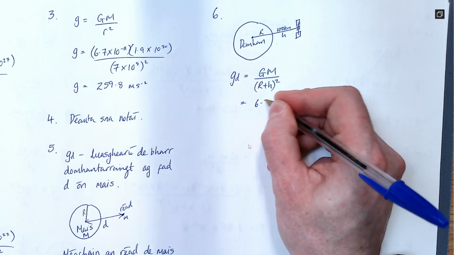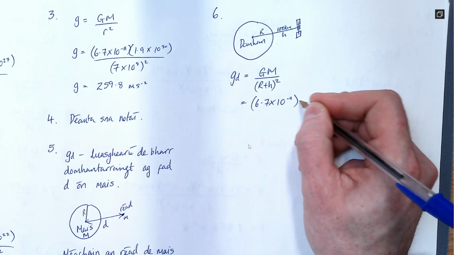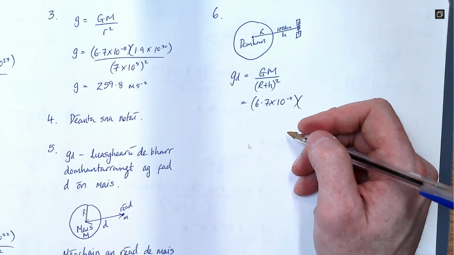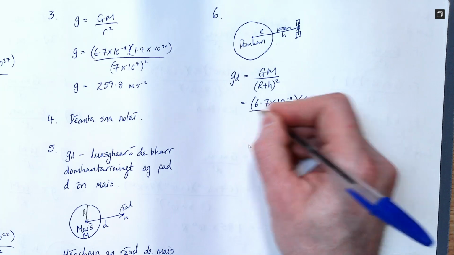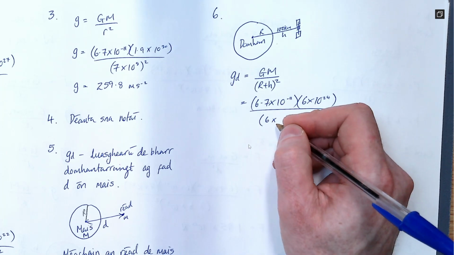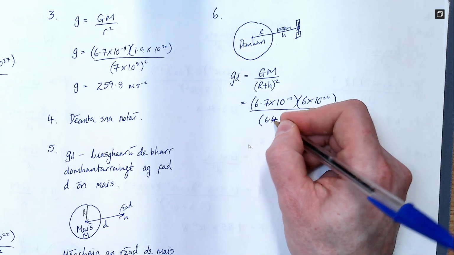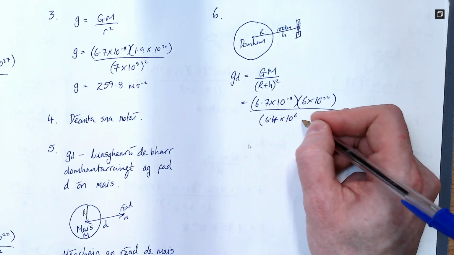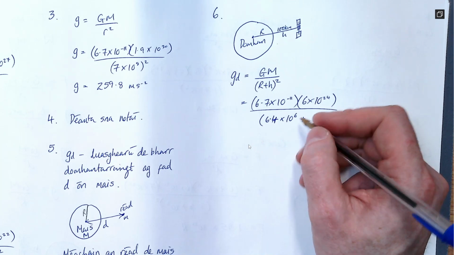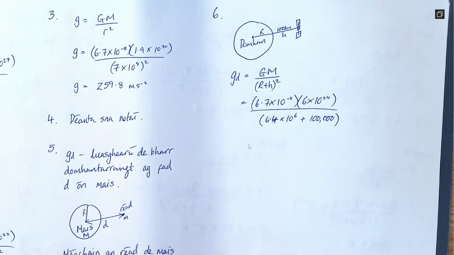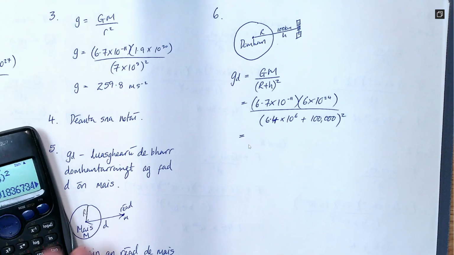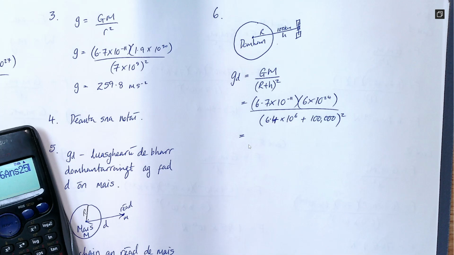So this is 6.7 by 10 to the power of minus 11, times the mass of the Earth, which is 6 by 10 to the power of 24, over the radius of the Earth, 6.4 by 10 to the power of 6 meters, plus the height in meters. 100 kilometers is 100,000 meters, all squared.